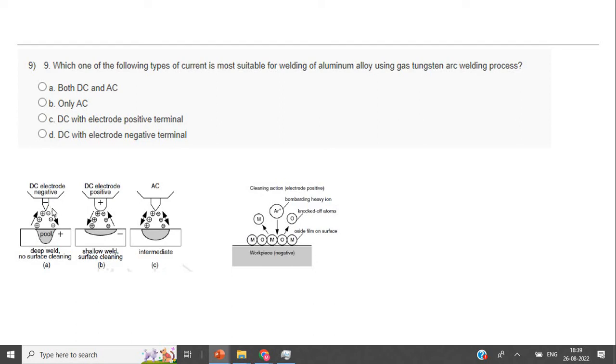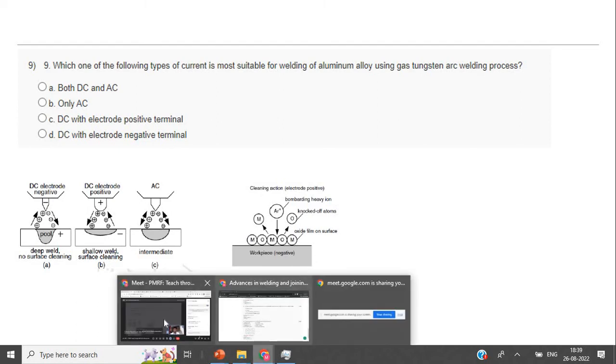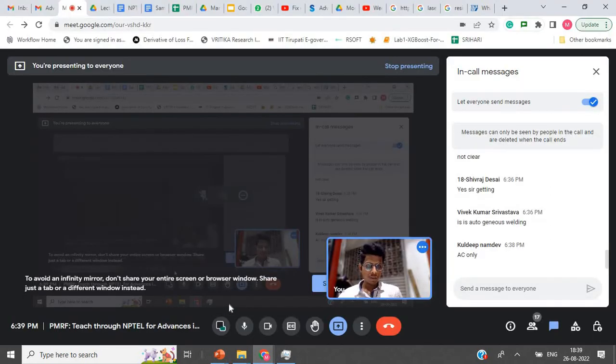Do you guys have any idea about the work function? Yeah, Kuldeep has texted AC only. Yeah, it's the right answer. For giving the explanation, I am just posing a question. Do you guys know anything about the work function?